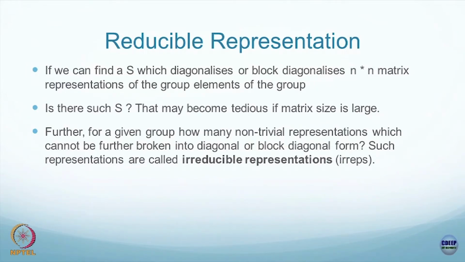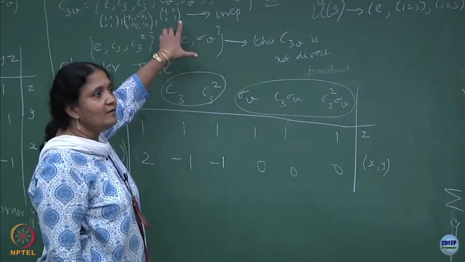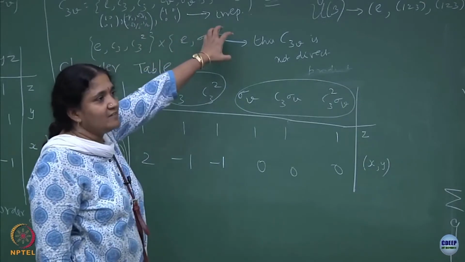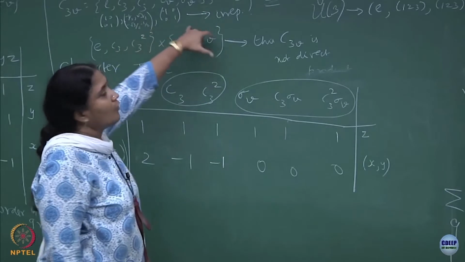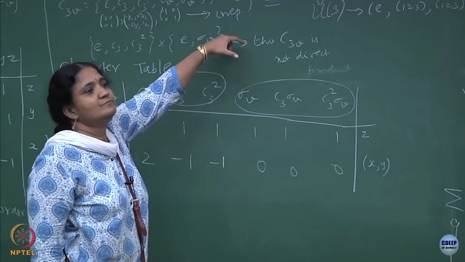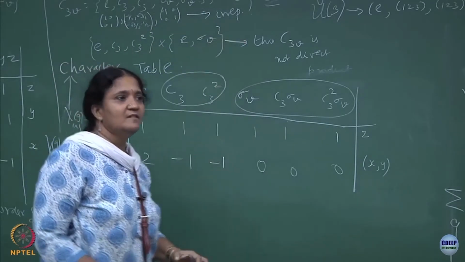Suppose you cannot break it up, that is what I am saying. If you had an n cross n matrix, and we cannot break it up, then that matrix is an irreducible representation. Is that clear? This 2 cross 2 cannot be further broken down into 1 cross 1 blocks simultaneously by a similarity transformation. These things are called irreps. Is this concept clear?